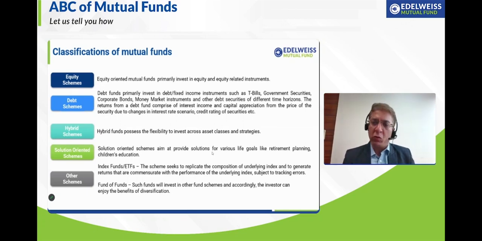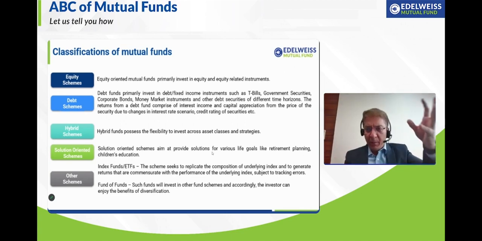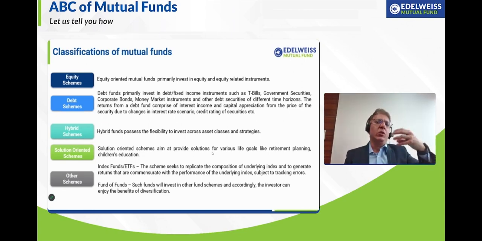Looking at the market swings, there are some schemes which are dynamic, some which are fixed, but there are hybrid schemes available, predominantly with equity and debt, the two asset classes in which they have a mixture. Then there are solution-oriented schemes, which are focused towards retirement and children's education. So these are also schemes which are available.